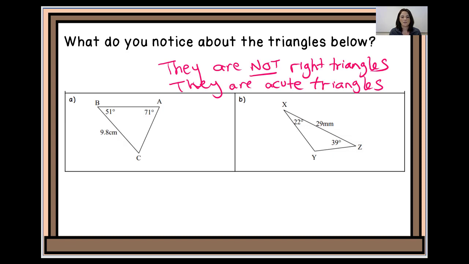Something else that I noticed, if you look at the first example here, part A, we have angle, angle, side. And in the second example, we have angle, side, angle.